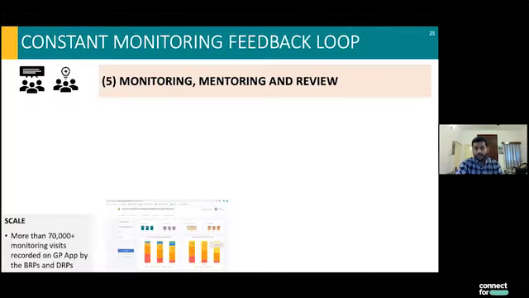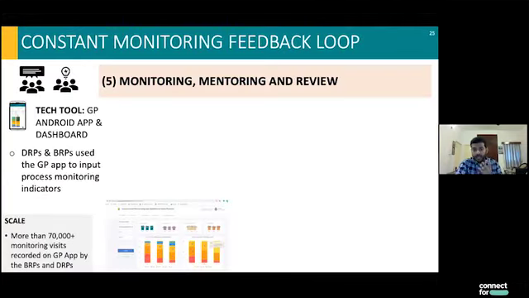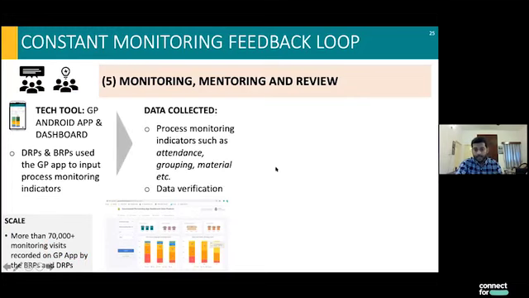Lastly was the monitoring and mentoring and review, again using the same platform and the dashboard. BRPs and CRPs collected process monitoring indicators. Here also we kept it very lean. We only focused on 4 or 5 indicators, which are indicators that could help guide a conversation or highlight a major problem. For example, if material is not being used correctly or assessment has not been done correctly, there was a layer of verification that we had put into place also, and this was done by the BRPs and the CRPs.